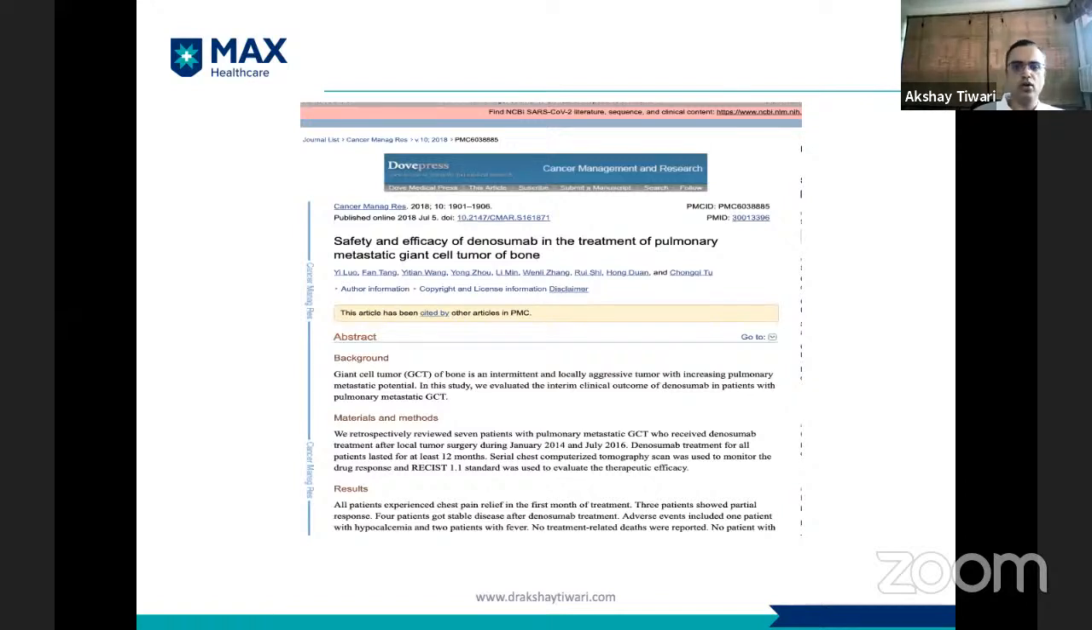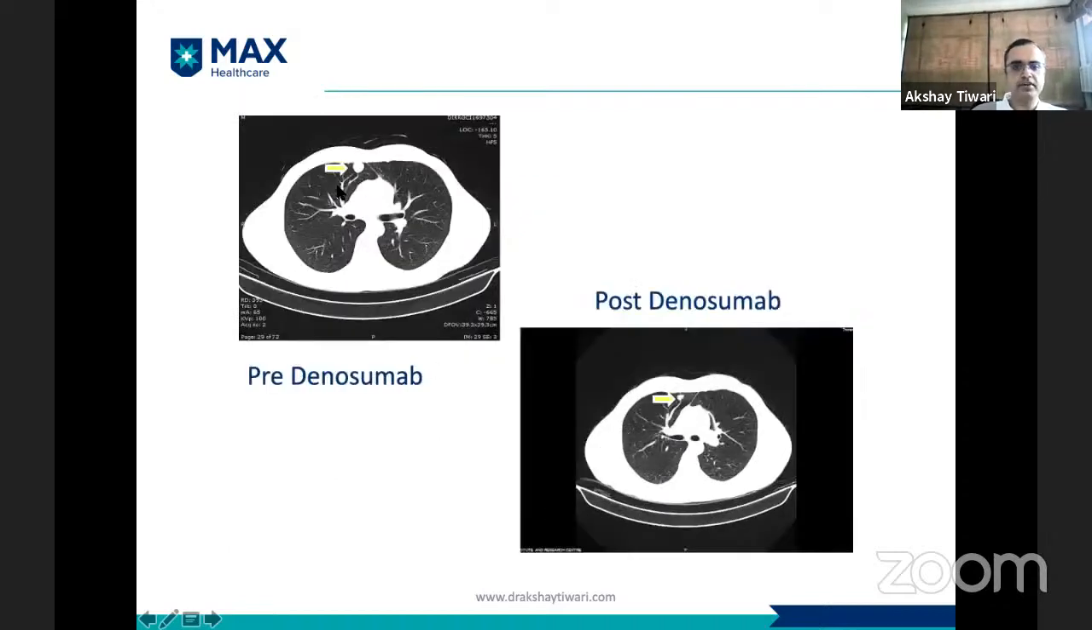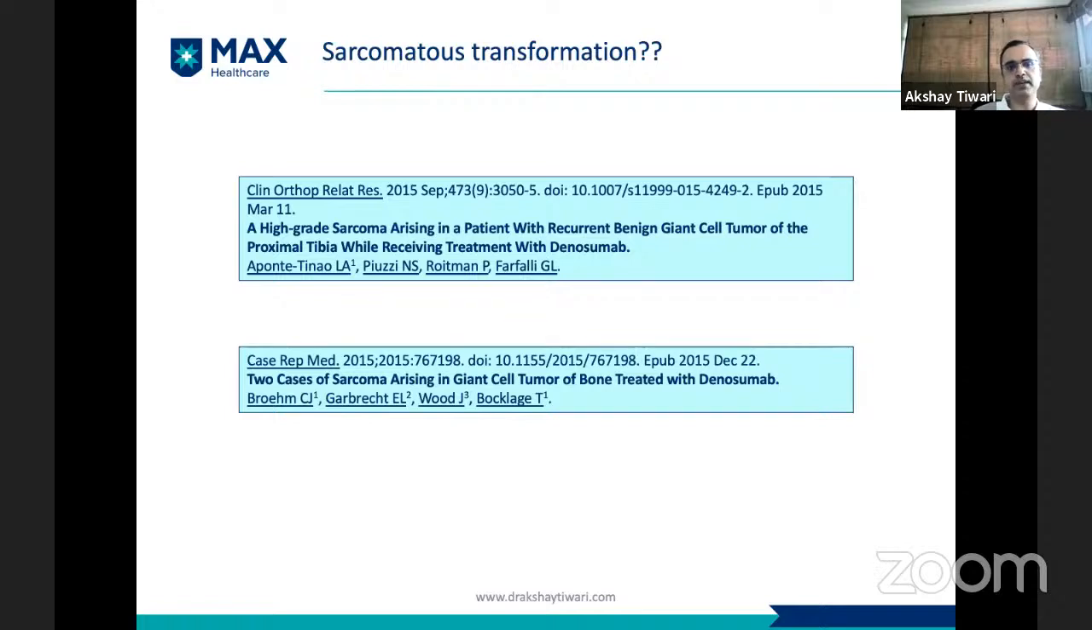Lung metastases are also another indication for denosumab being used in giant cell tumor. And this patient, as we can see, had multiple lung mets. And this is what happened with the denosumab. All the lesions have regressed in size, and he is absolutely asymptomatic. And he again is on a definitive denosumab therapy.